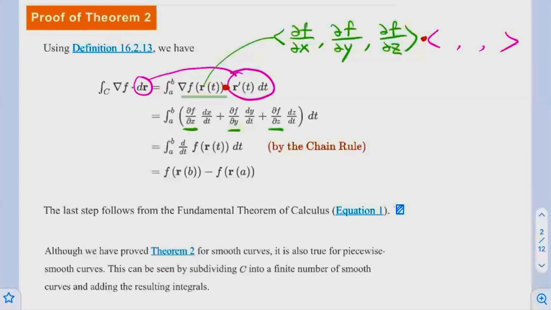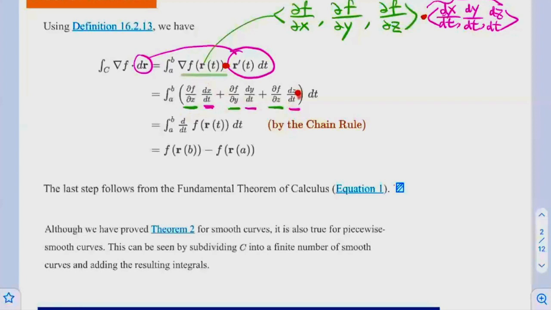R prime of t is dx/dt, and then dy/dt, and then dz/dt. So this is r prime of t, this vector. Okay, so when you dot it with this, then you have this multiplied with this. This is what you got over here. And then this times this, that's what you got from the middle term here. And then plus this one times this is what you got over here. Okay, so that's how we do that product.